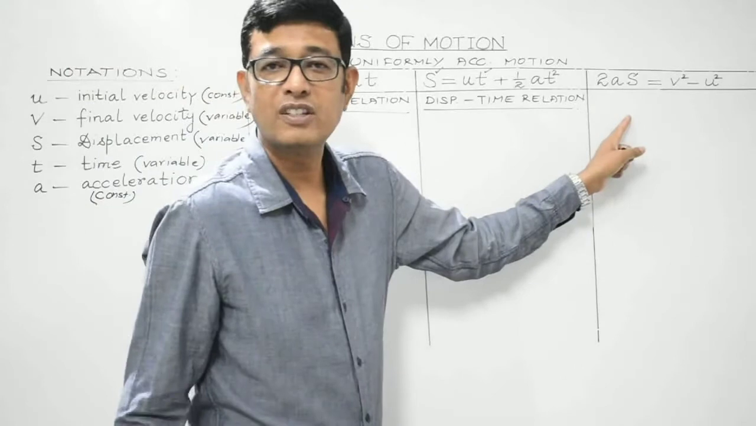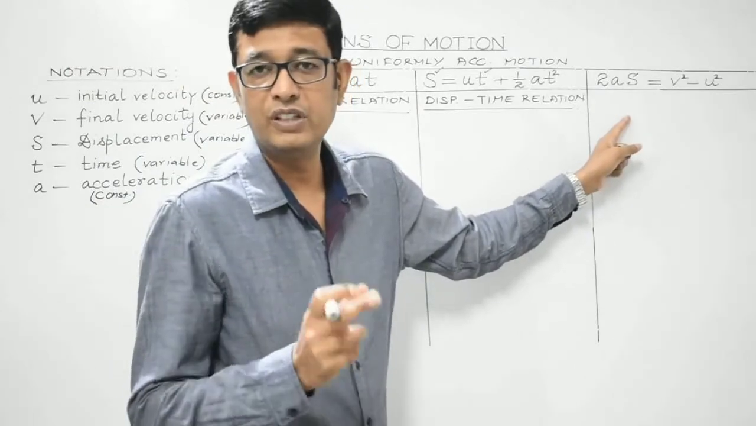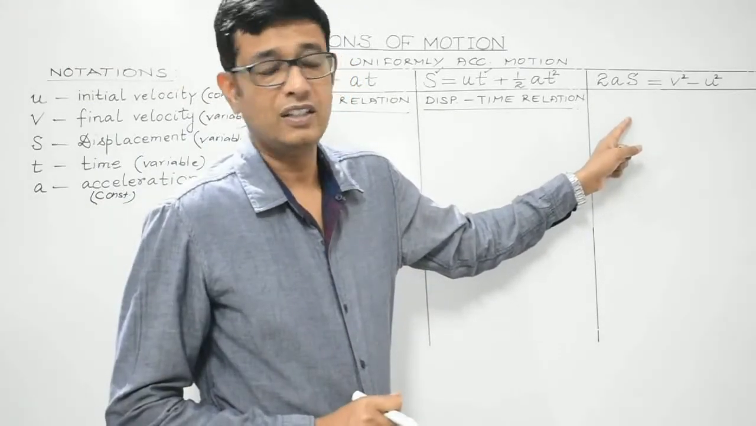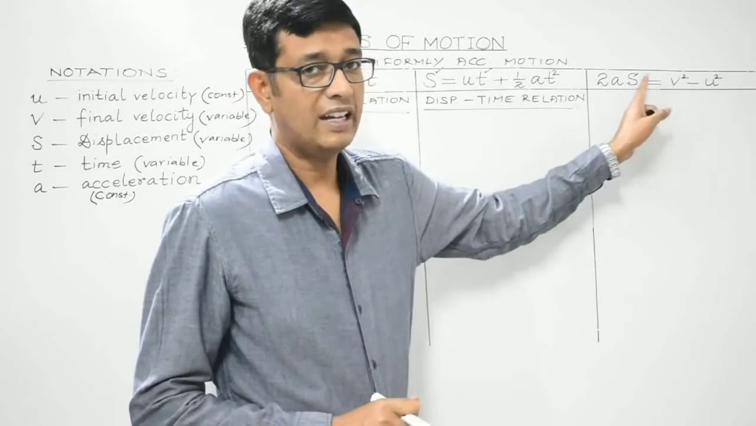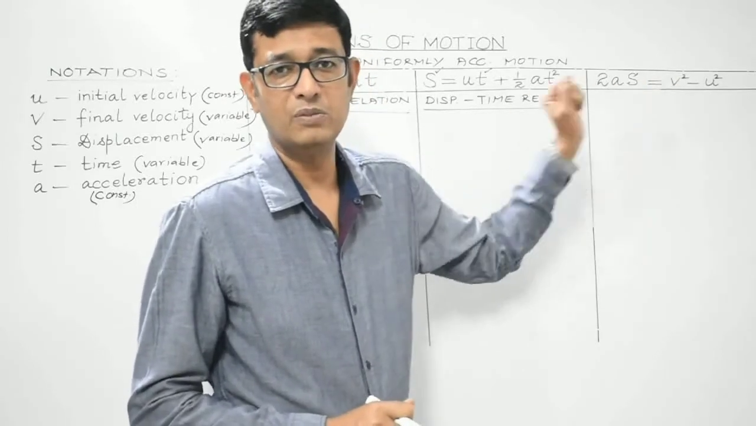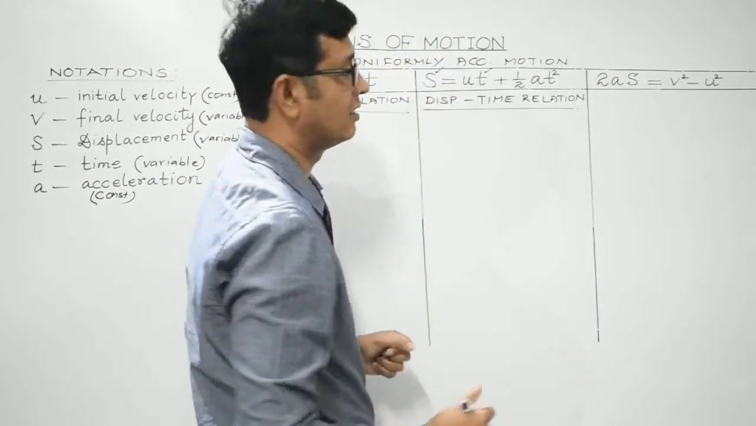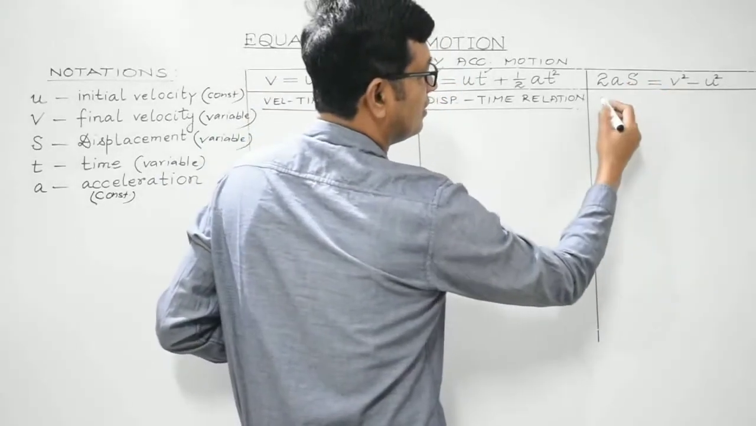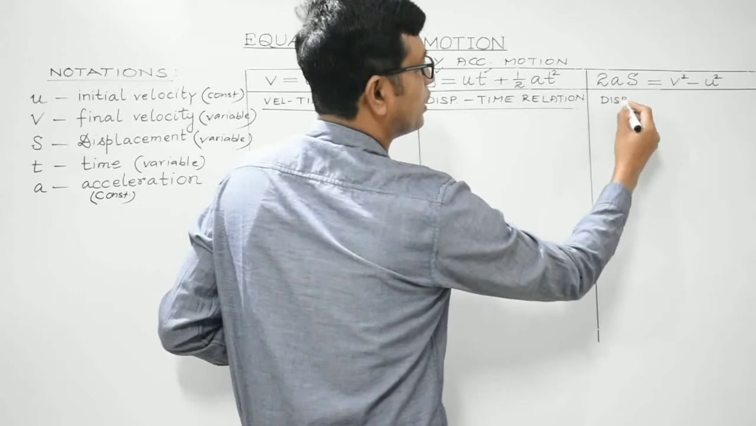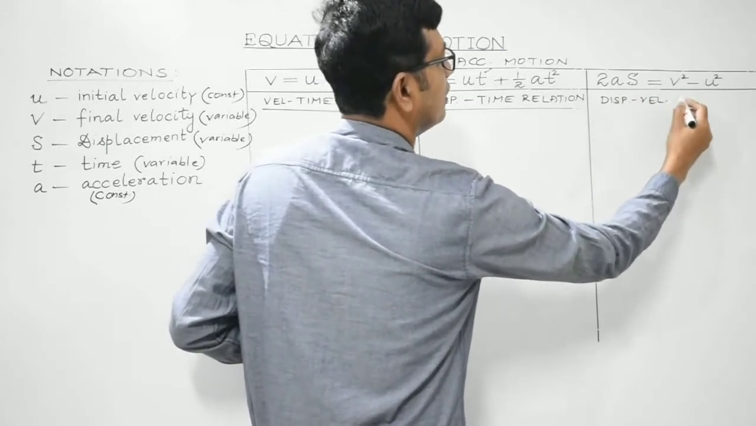Third equation of motion is 2as is equal to v square minus u square. Here the final velocity v and displacement s are the variables, while acceleration and initial velocity are constant. So it is known as the displacement velocity relationship.